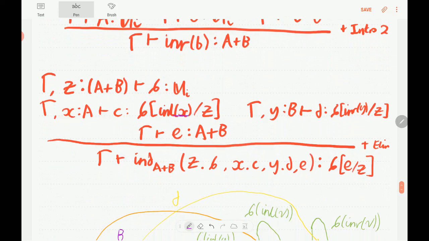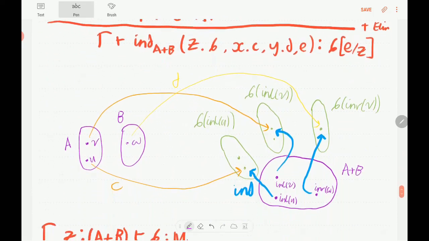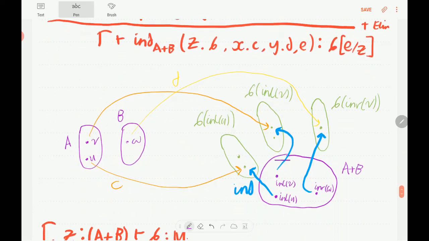And then what we also have is a function C from A to zeta of left injection of X. So we also have a function C from X in A to zeta of left injection of X. And we also have a function D from Y in B to zeta of right injection of Y. So we sort of have things like this, C and D, defined here.